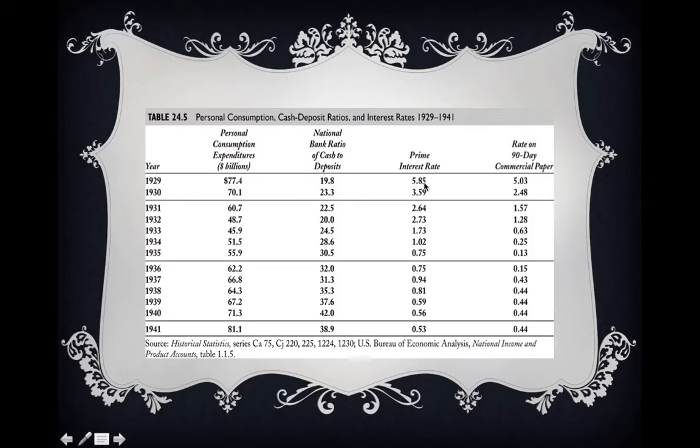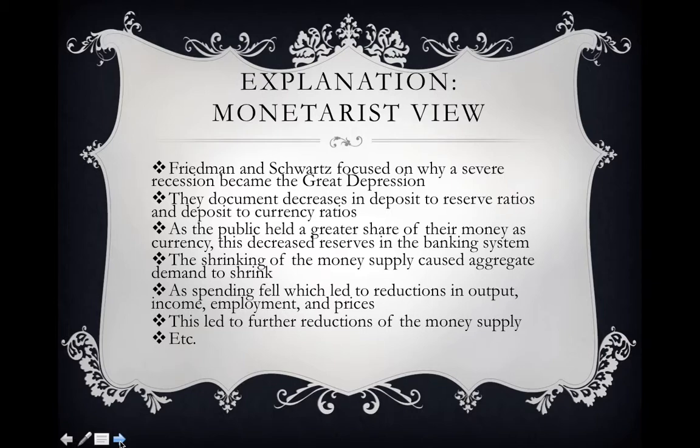Interest rates. What do they do? They fall. Look at these interest rates. Less than 1%. The prime interest rate was roughly 6% in 29. It falls below 1% in 35 and 36, and stays below 1% all the way through up until 1941. Same thing happens with the commercial paper rate, 90-day, the rate to borrow funds for 90 days.